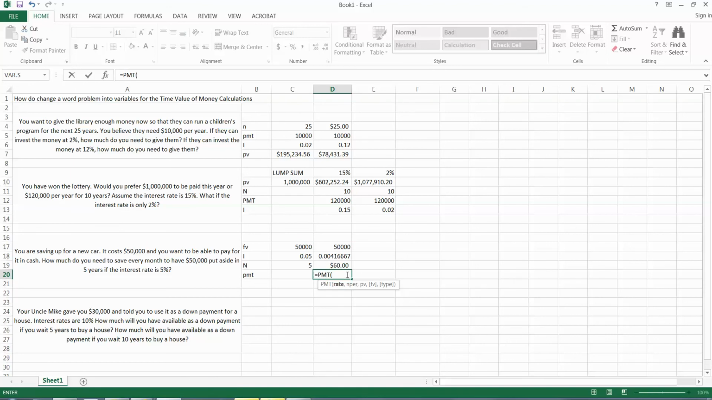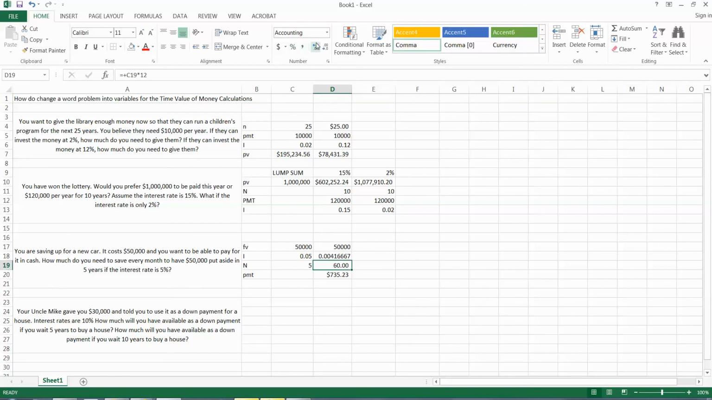Equals payment times the rate, which is this, times the number of periods. Never mind that it's got dollar signs in front of it. It's 60 is the right number, and we'll fix the signage after we get done. And the present value is zero. And the future value is negative 50,000. That's what we want to be able to pull out. Close our parentheses. Our payment is $735 per month. Great. And I'm going to go ahead and fix that formatting so it doesn't drive you crazy. There we go.